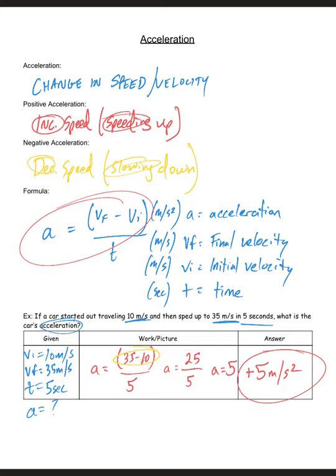And that tells us that it is positive acceleration, meaning that the object sped up or is increasing its speed, which makes sense. It started off going 10 meters per second, and then it went 35 meters per second, showing that it increased its speed, therefore it should be positive acceleration. If an object decreases its speed or slows down, you should see a negative sign in front of your final answer, showing that it's negative acceleration.